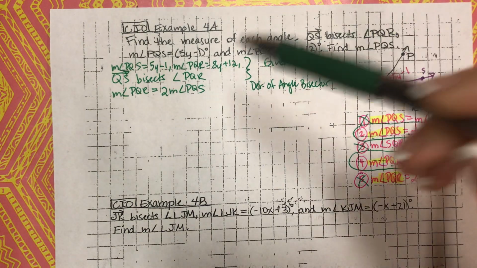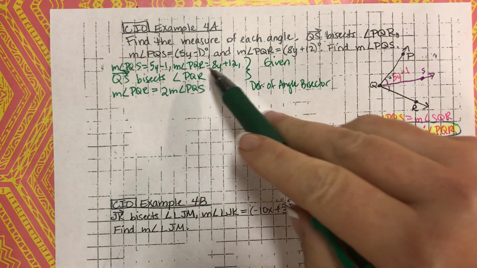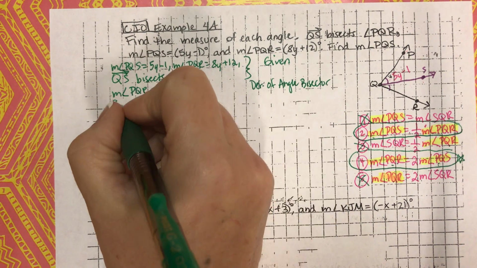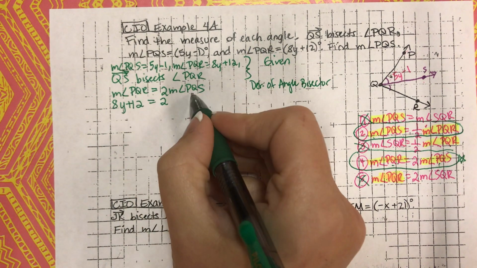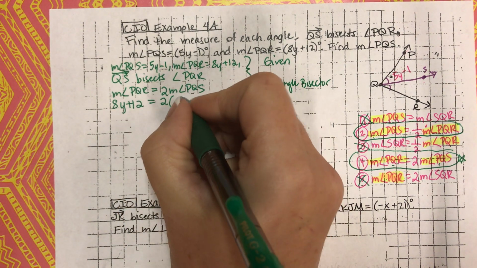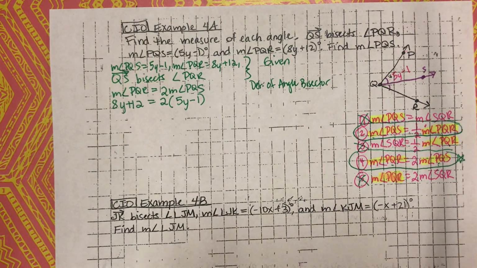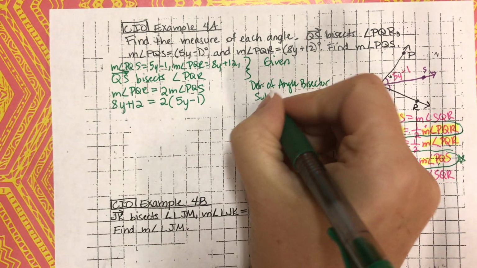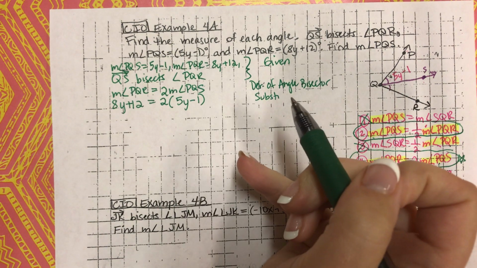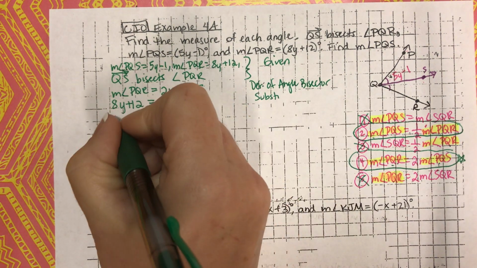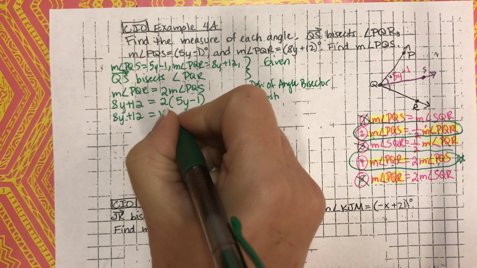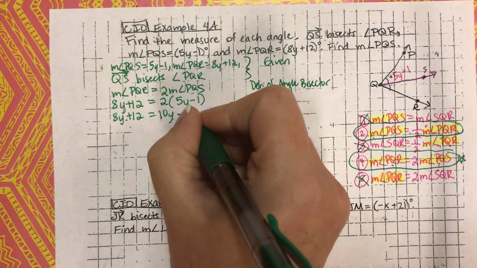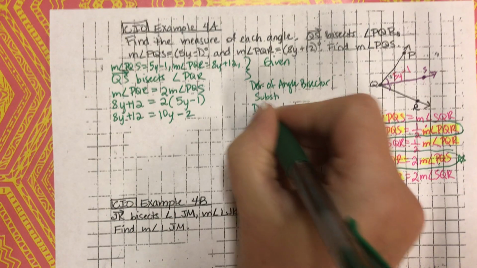Okay, let's go ahead and plug in this information. So we know that PQR is 8y plus 12, so I'm going to substitute that in right here. 8y plus 12 is equal to 2 times the measure of PQS, which is 5y minus 1. All right, that's just substitution. Now I'm going to use the distributive property here. 8y plus 12, rewrite that. 2 times 5y is 10y. 2 times a negative 1 is negative 2. That's just distributive property.